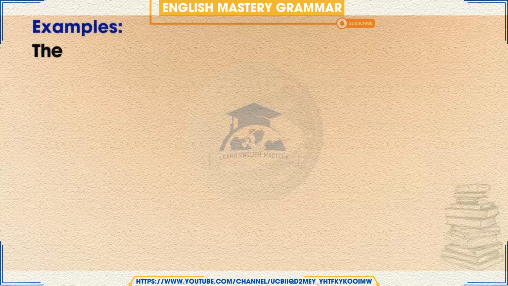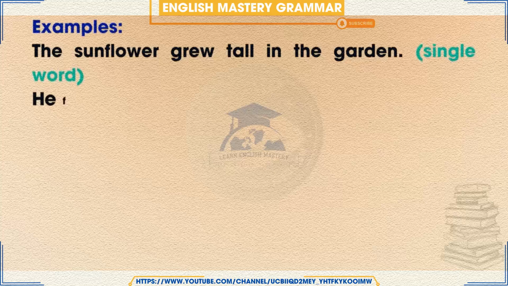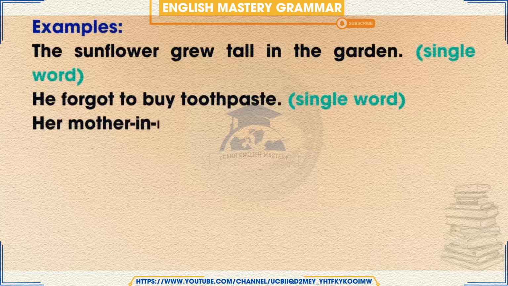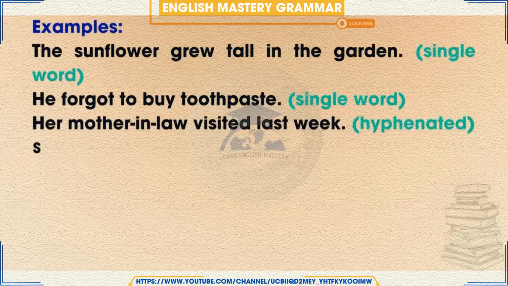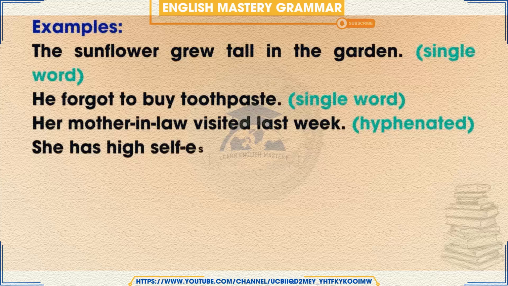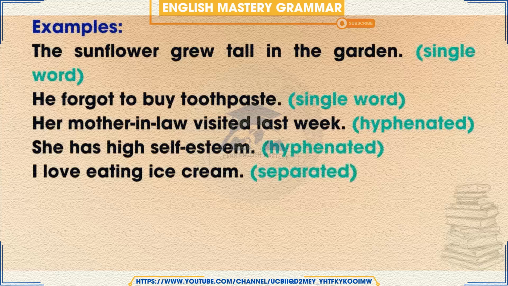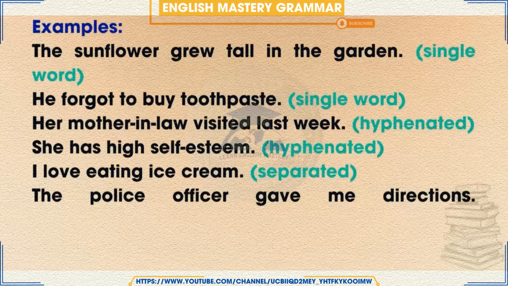Examples: the sunflower grew tall in the garden. Single word. He forgot to buy toothpaste. Single word. Her mother-in-law visited last week. Hyphenated. She has high self-esteem. Hyphenated. I love eating ice cream. Separated. The police officer gave me directions. Separated.